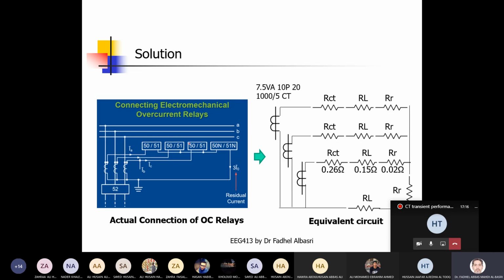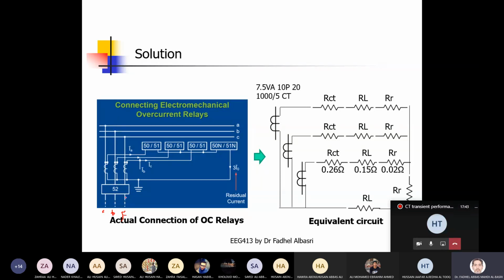Now I have 4 relays here. 50 represents an overcurrent relay which is instantaneous, and 51 represents an overcurrent relay but time delayed. We'll come to this later, inshallah. So the CT in each phase: phase A, phase B, and phase C.